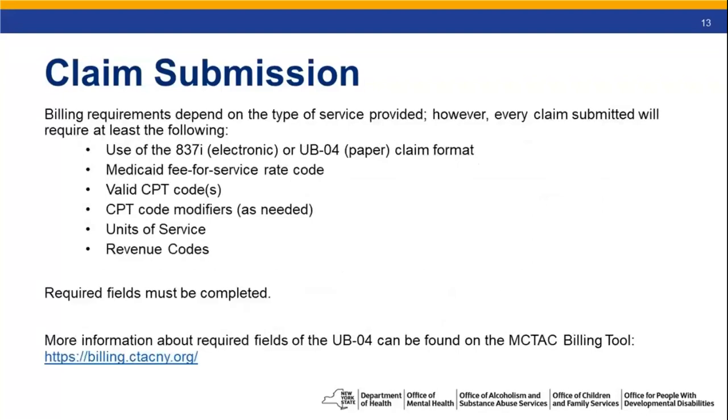When you get to the point of submitting a claim form, there are some required fields. Not every plan requires exactly the same fields, and on the CTAC-MCTAC website, you may want to look up a billing tool. There's a link to it on this slide and also at the end of the presentation. What that tool allows you to do is hover over the different fields on a claim form and learn exactly what information is required for that field and who requires it. So it's fairly specific in terms of what each plan requires. What you see here is a list of minimum required fields.